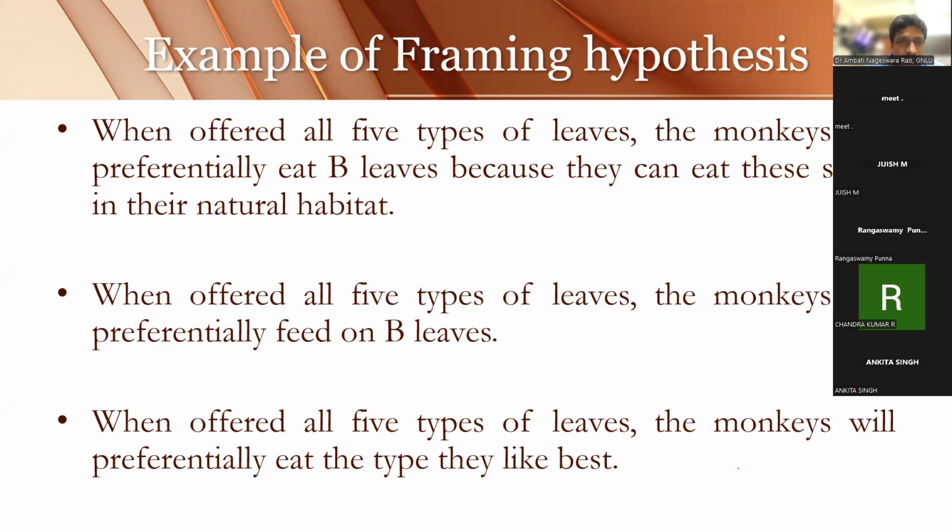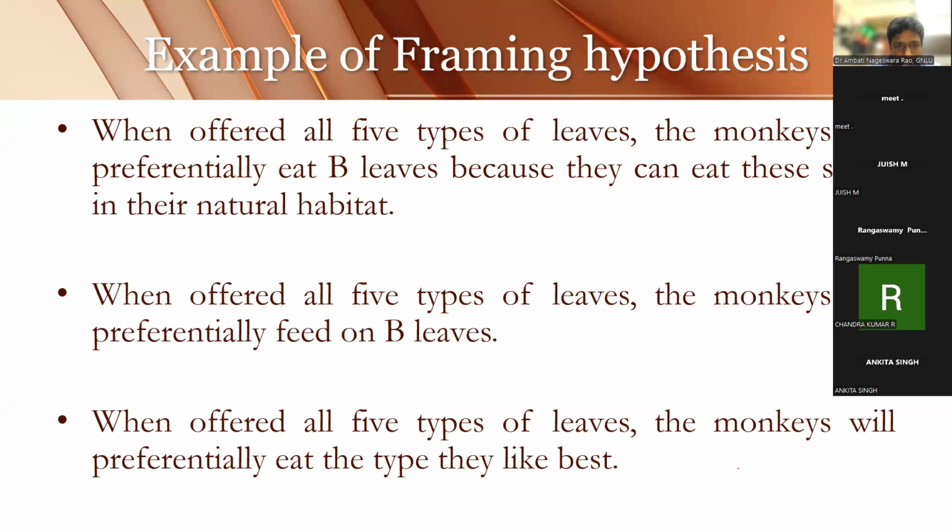Now, if you look at the characteristics, a hypothesis should consist of 2 or 3 variables. Second, it should state the relationship. Third, it should be in a testable format. Now, the problem with the first one is that when offered all 5 types of leaves, the monkeys will preferentially eat B leaves. That is fine. You are having some hypothesis, you are assuming it. But you are also giving a conclusion, because they can eat this safely in their natural habitat. As a researcher, if you are giving the conclusion, there is no point in conducting research. As a researcher, you are framing a hypothesis and you are going to test it in the field. But if you are giving your own conclusion, what's the point of going to the field again, right? So the first one is not the correct option.